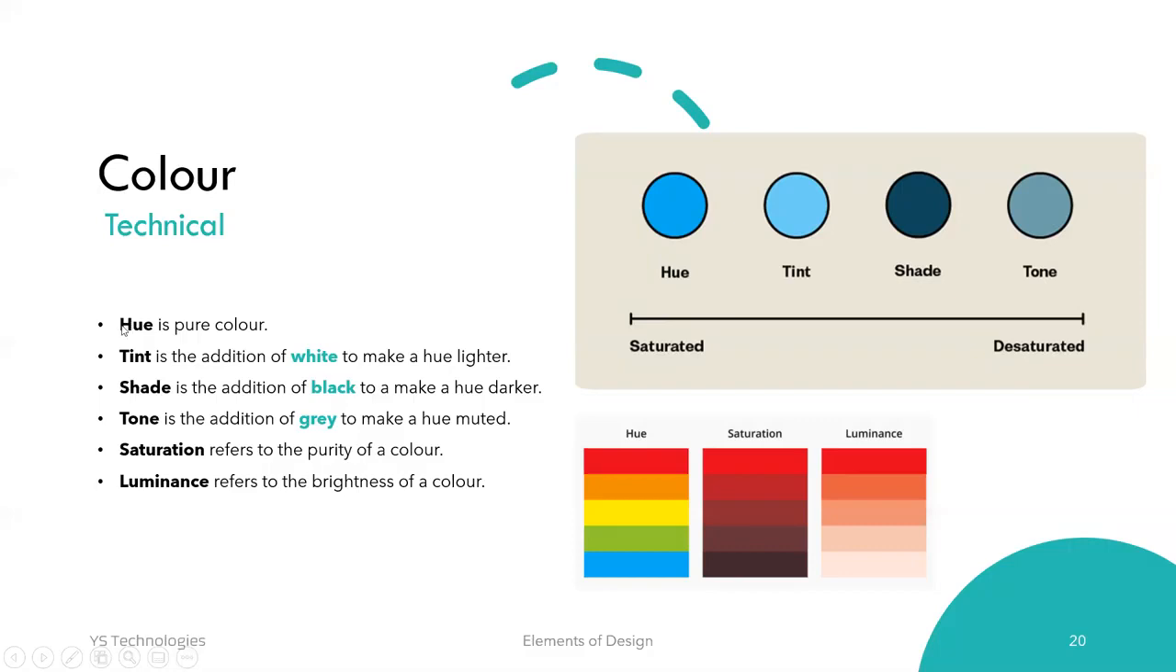So hue or color is pure, tint is making it lighter by adding white, shade is making it darker by adding black, tone is by adding gray, which is a combination of both white and black, to make the color muted. Saturation tells us how pure a color is. Highly saturated colors have very little additives. Desaturated colors have lots of additives.